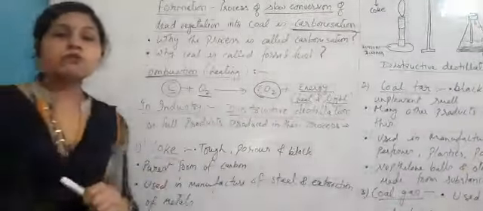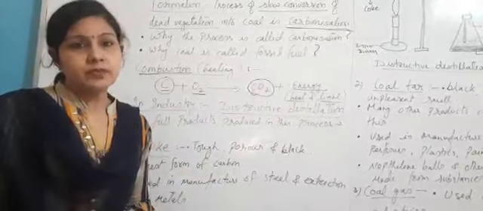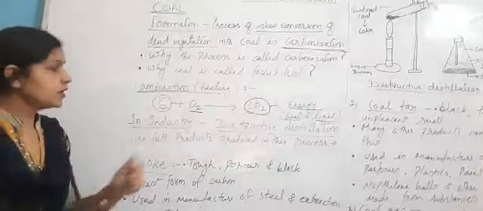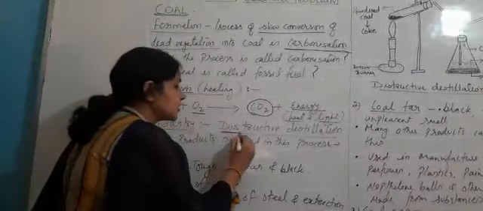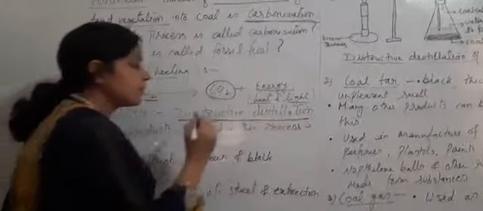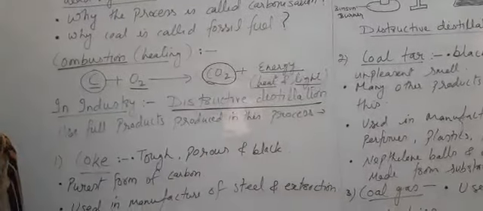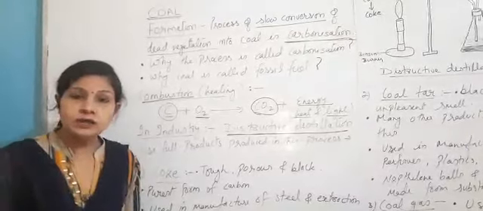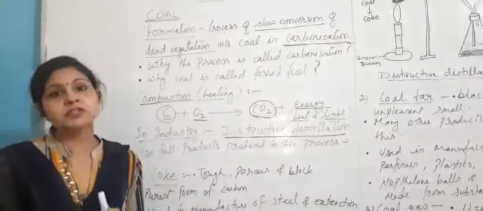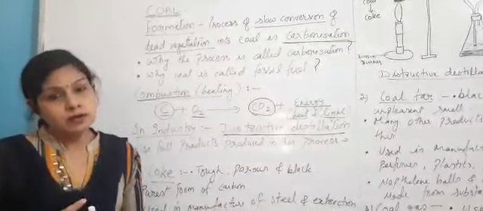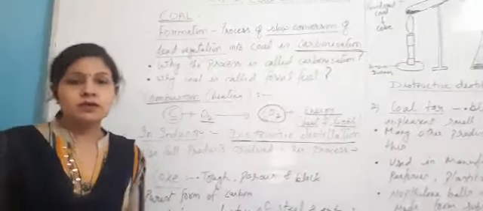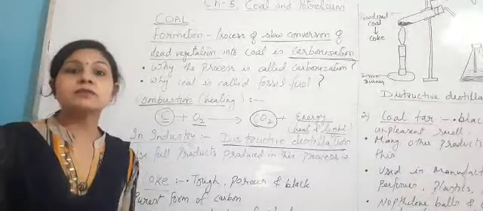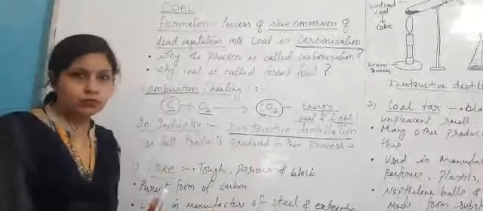Another use of coal is in industry. In industry, one more process is done with the coal, that is destructive distillation. Destructive distillation is a very important process because during the destructive distillation of coal, we get many important products, which are very useful for making other substances and items which we use daily, which I will tell you now.